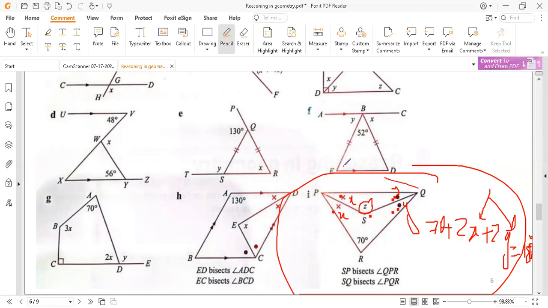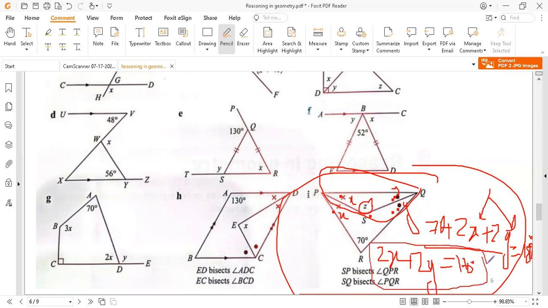So let's talk about the angles of the smallest triangle, the triangle PSQ. If we arrange our equation, we'll obtain 2x plus 2y equal to 180 minus 70, so 110 degrees. This is the first equation. So let's move to work in the triangle PSQ.